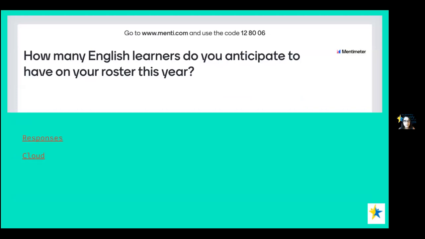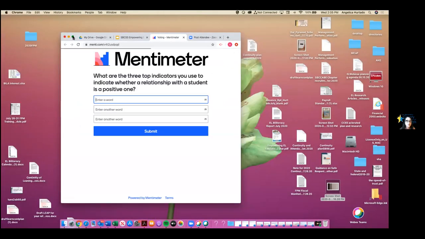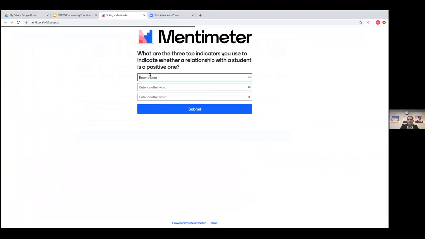We want to start off with a little menti.com question. Because we know that we're also focusing today on English learners, we want to ask you, how many English learners do you anticipate to have on your roster this year? Or maybe in the past, how many have you had if you don't have your class now, or if you don't have a roster, how many have you had in the past? But if you do know how many, please go into menti.com. As you enter your responses, it's going to look something like this, where you can just use one space there to enter the number, and we'll try it out, see if that works.